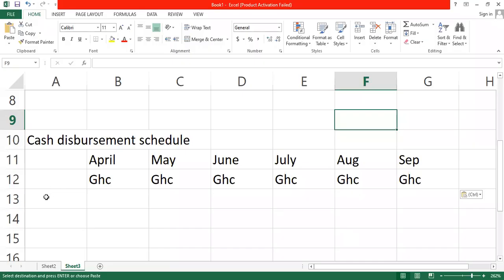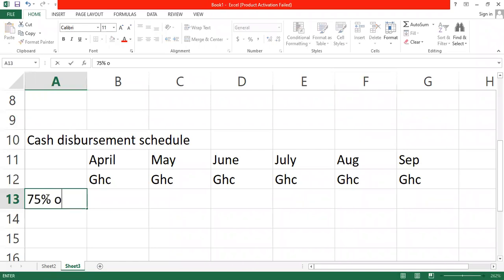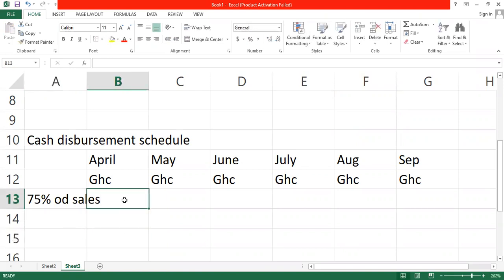So the goods are 75% of the sales. Purchases is 75% of sales. In April we're supposed to receive March's money, but there is no March, so that will be 0. But in May, which month's money are we going to receive? I'm saying that in May, which month's money are we going to receive?